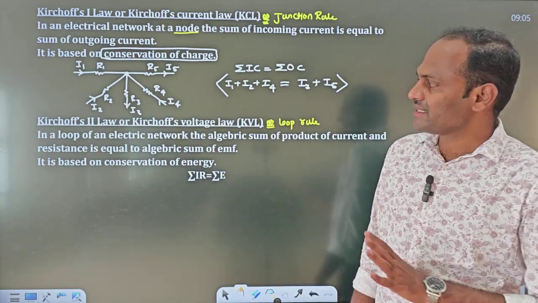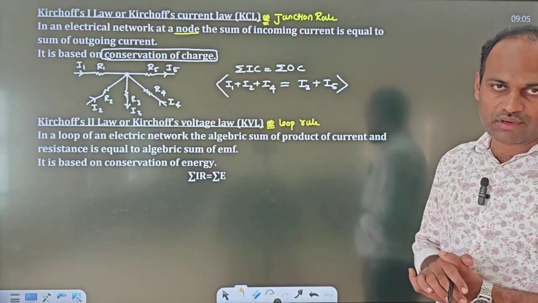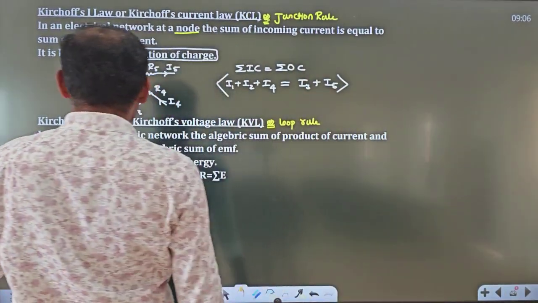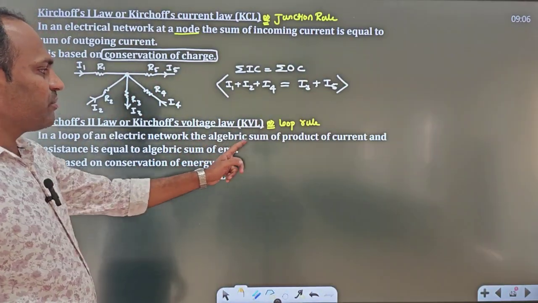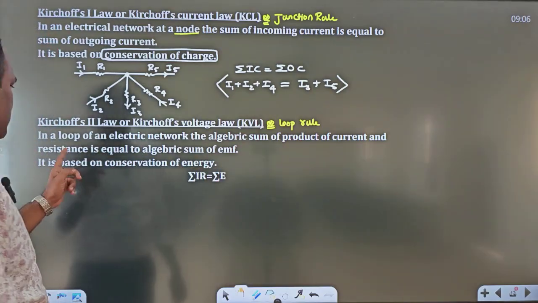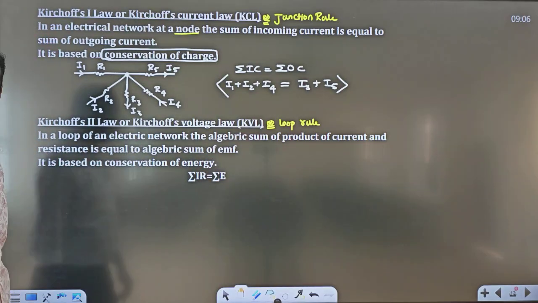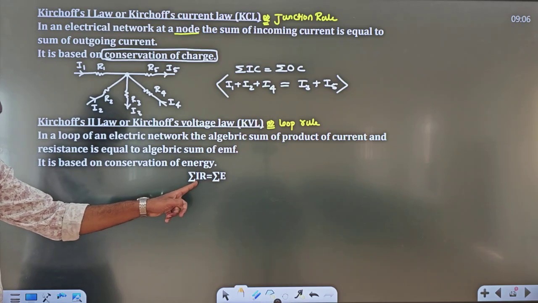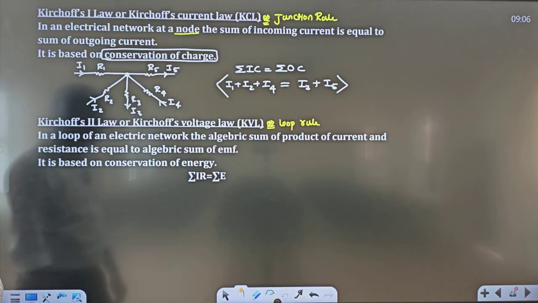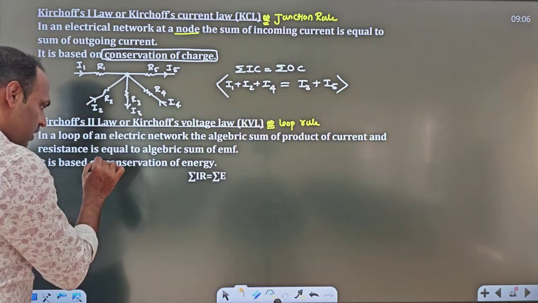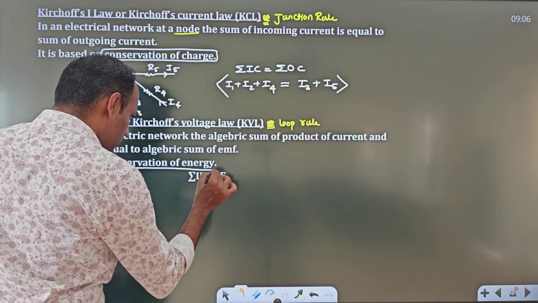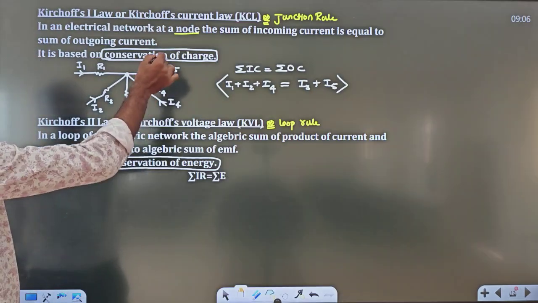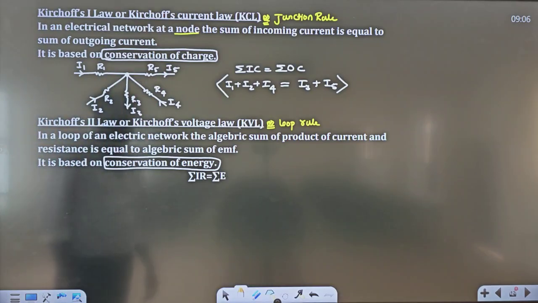The first law is done. The second law has some rules. Let us understand the rules. First statement: in a loop of an electrical network, the algebraic sum of the product of current and resistance is equal to the algebraic sum of EMF. And this law depends on conservation of energy. So the principle of Kirchhoff's second law is conservation of energy, and the principle of Kirchhoff's first law is conservation of charge.